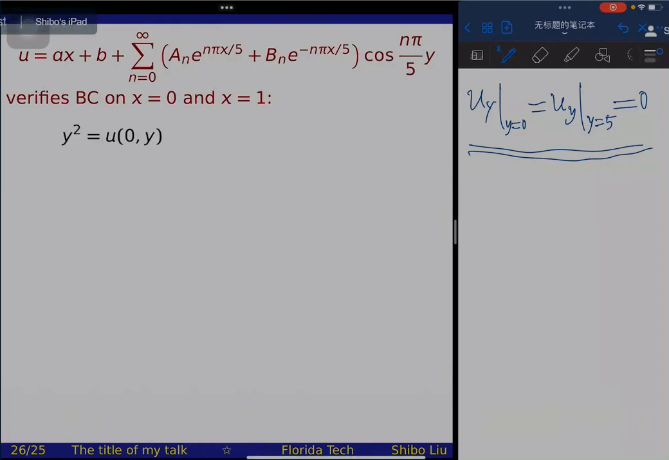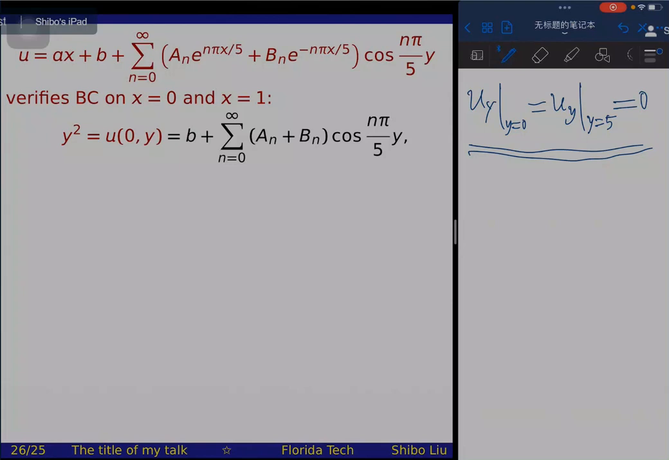So when x equals 0, u0 of y is y squared. But substituting x by 0 in the expression for u, which has been copied at the top of this page, you see that u0 of y is b plus the sum of An plus Bn times cosine. Okay, you have this.